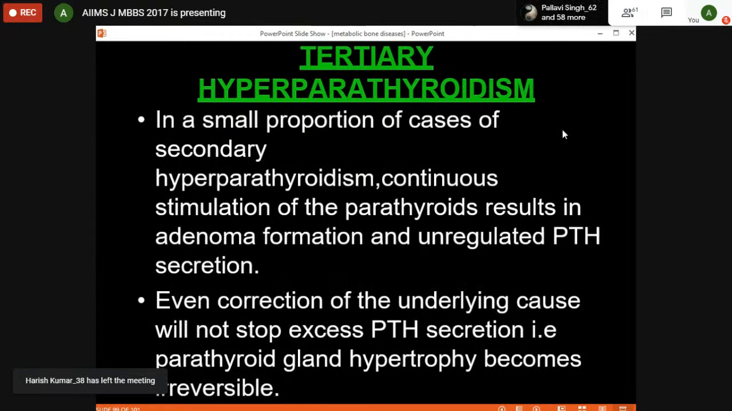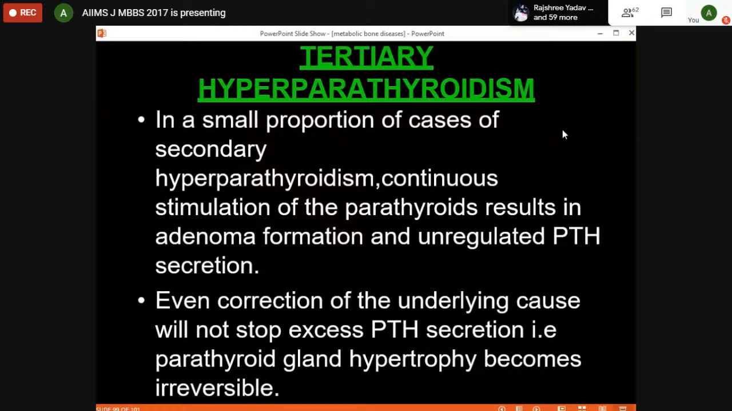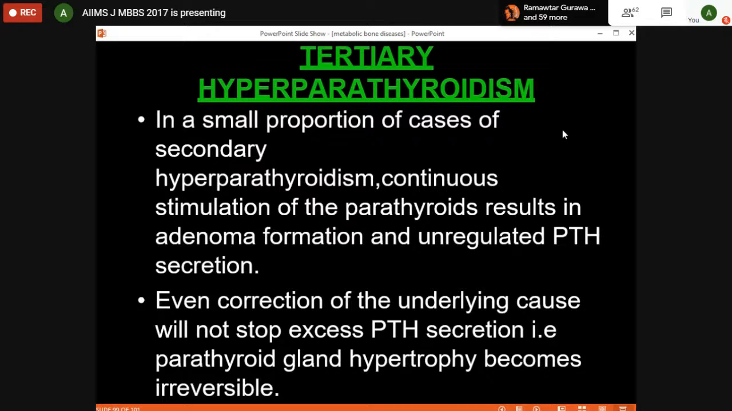Now we will talk about tertiary hyperparathyroidism. So what is this? In a small proportion of cases of secondary hyperparathyroidism, continuous stimulation of the parathyroids results in adenoma formation and unregulated parathyroid hormone secretion. So this is actually in the secondary type of hyperparathyroidism, where it actually forms an adenoma in the glands. Even correction of the underlying cause will not stop excess parathyroid secretion, as parathyroid gland hypertrophy becomes irreversible. Even if we are correcting the underlying cause like kidney disease or bowel disease, we cannot decrease the parathyroid secretion because of the hypertrophy of these parathyroid glands.